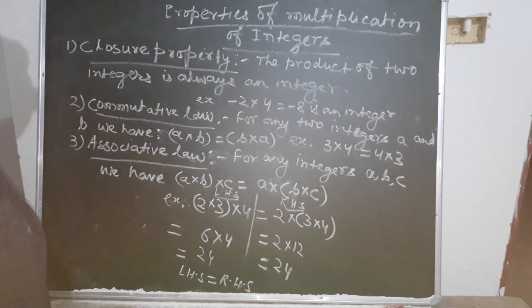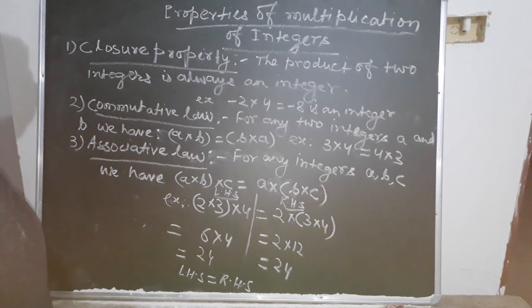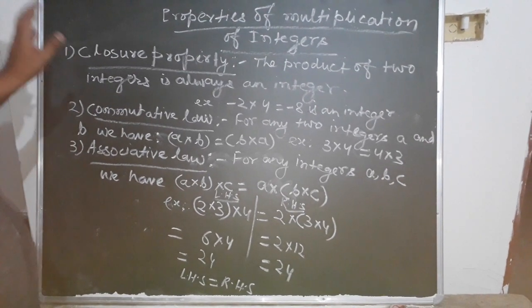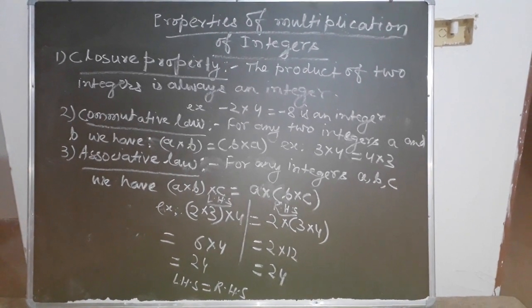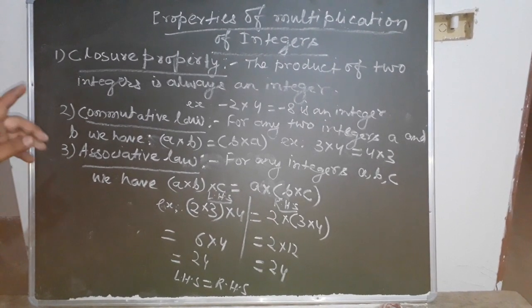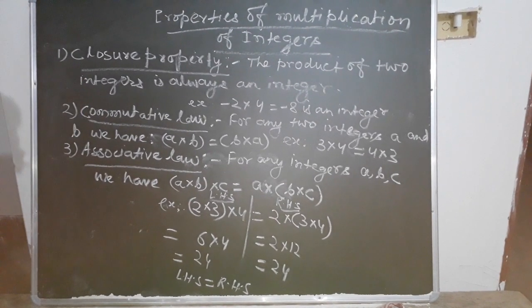Good morning. Today I am going to teach you about properties of multiplication of integers. First property, closure property. The product of two integers is always an integer.